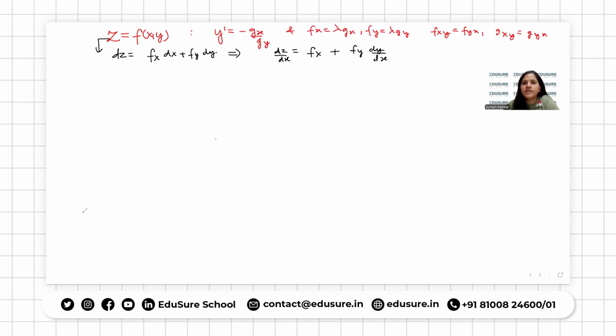So now what is dy by dx? That is y dash. So eventually what we are going to get is dz by dx equals fx, and in place of y dash we will put minus gx by gy, so fy times minus gx by gy. So now we are again going to differentiate.